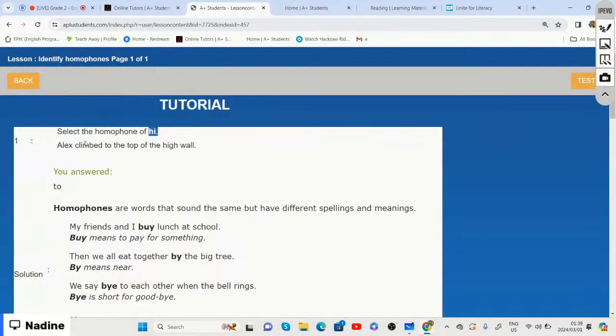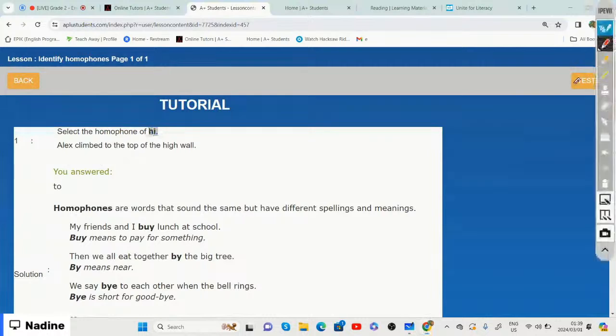All right, so we are going to have to choose the words that sound the same, but of course the spelling is different. Alex climbed to the top of the high wall. And if we choose the correct word, which basically matches that word high, then we'll choose this word high, right? The first word high, which is over here, is like your greeting. It's like saying hi, hello, hey.